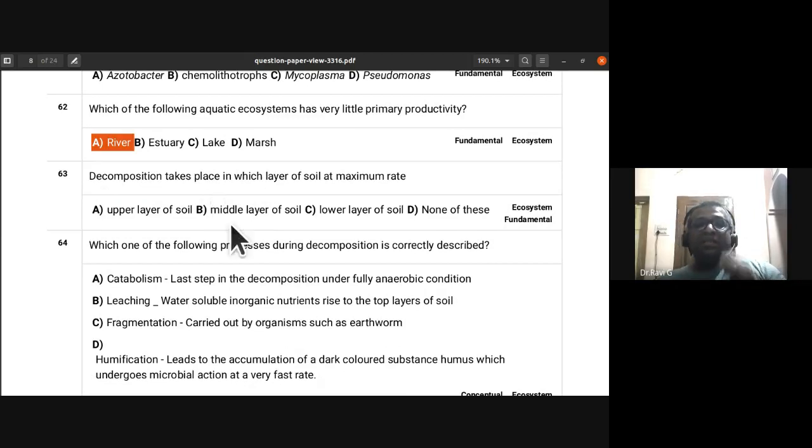So 63rd, decomposition takes place in which layer of soil at maximum rate? Decomposition will be maximum at the upper layer of soil.